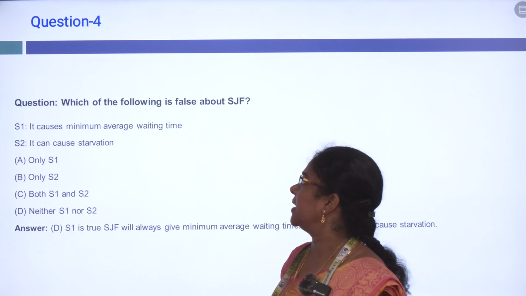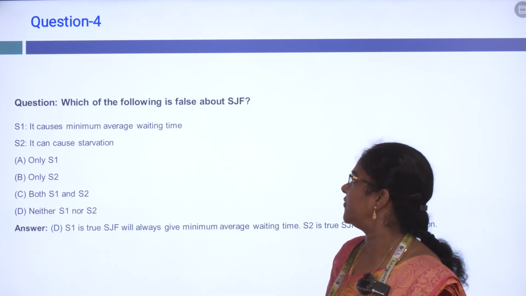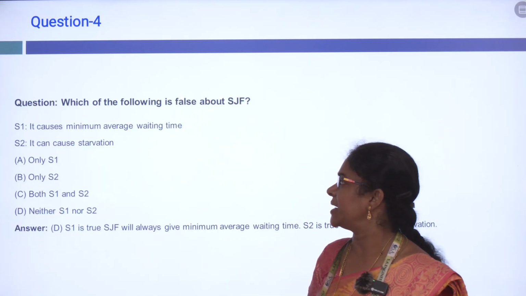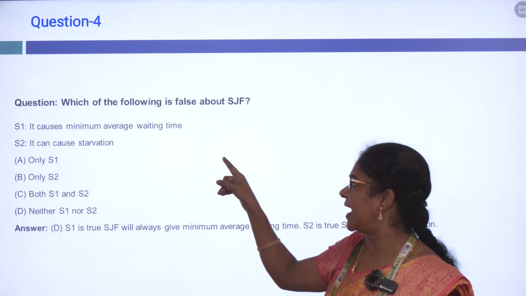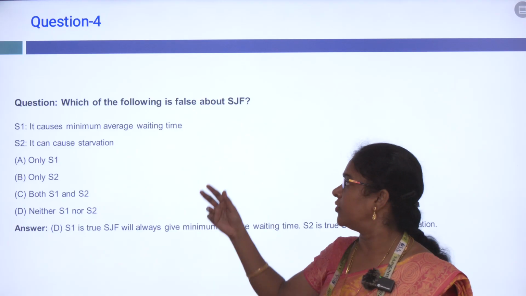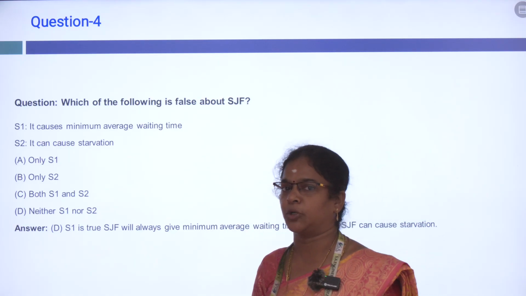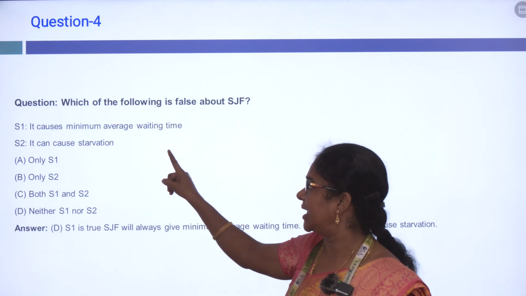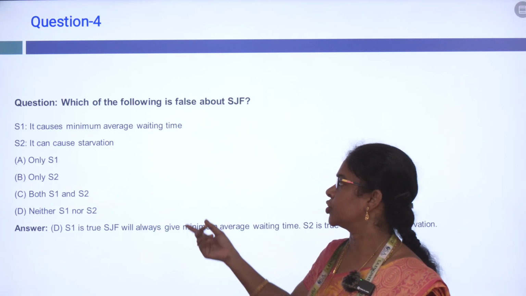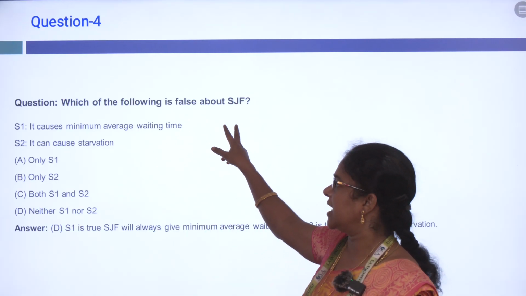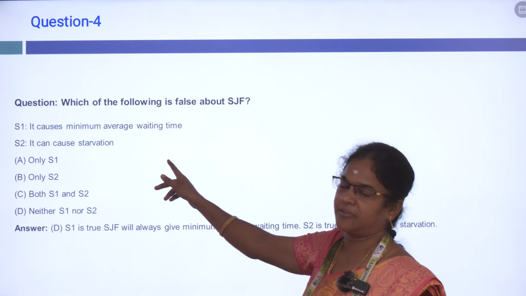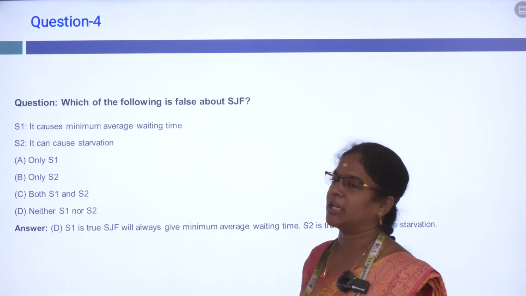So the last problem in your question: which of the following statements is false for SJF? The first statement, S1, is that it causes a minimum average waiting time. S2, it can cause starvation. Okay, so which is the false statement, not a true statement? Only S1, only S2, both, or neither S1 nor S2. You know that SJF causes minimum average waiting time and it can cause starvation. So neither S1 nor S2 is false, which is the correct answer.